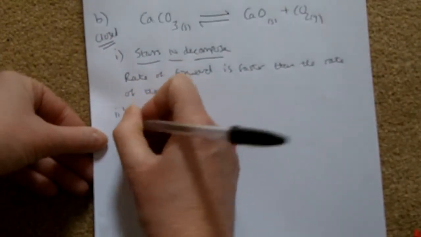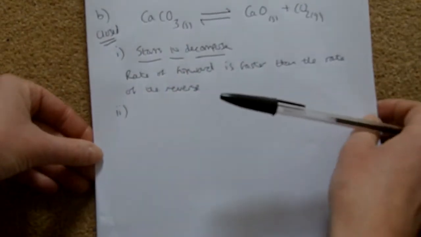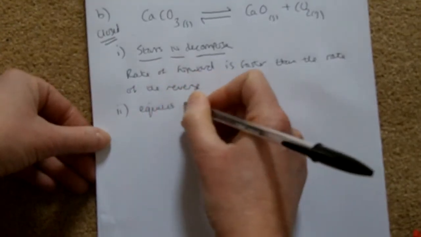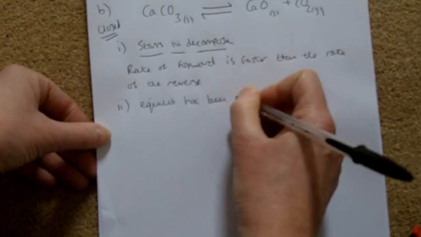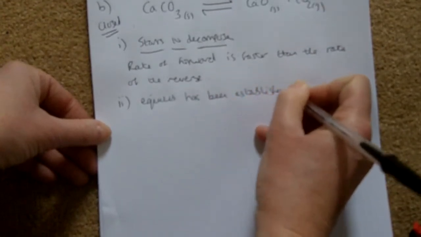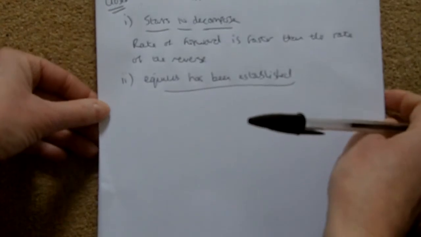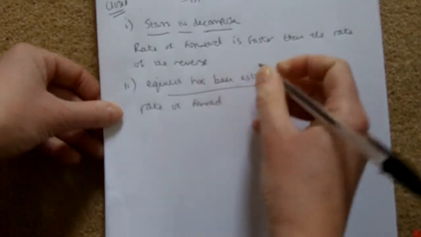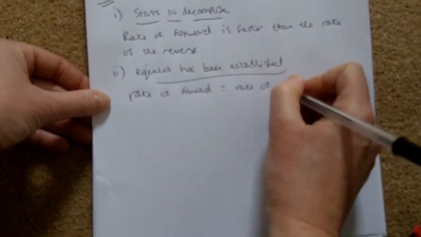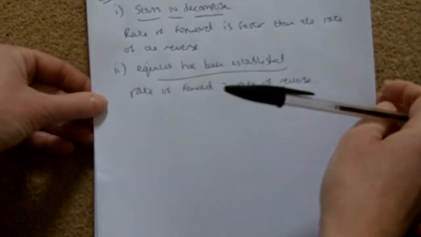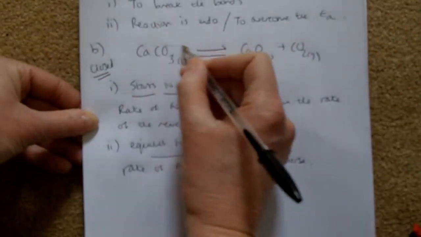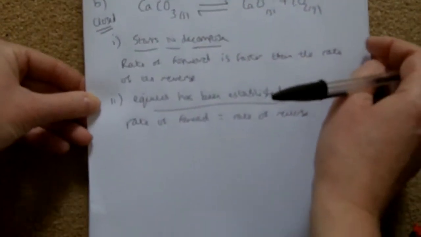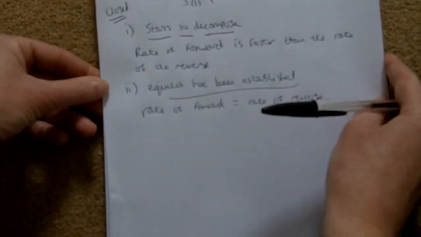Okay, then part 2 says, what can you say about the rate of the forward and reverse when the equilibrium has been established? So when you've reached equilibrium, what can you say then? Well, then we can say that the rate of the forward equals the rate of the reverse. I'm trying to write quickly. So initially, that's going to be faster, but then at equilibrium the rates are going to be equal to each other, because that's one of the characteristics of an equilibrium.